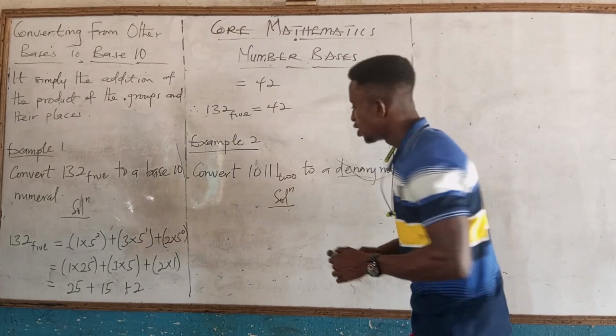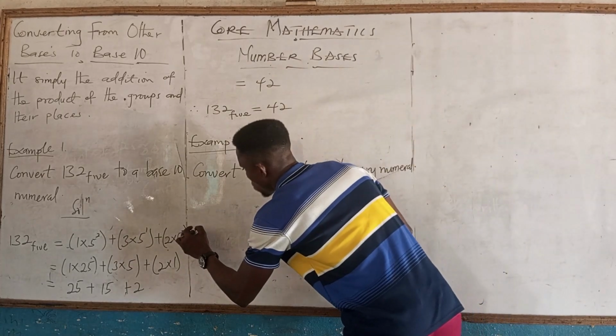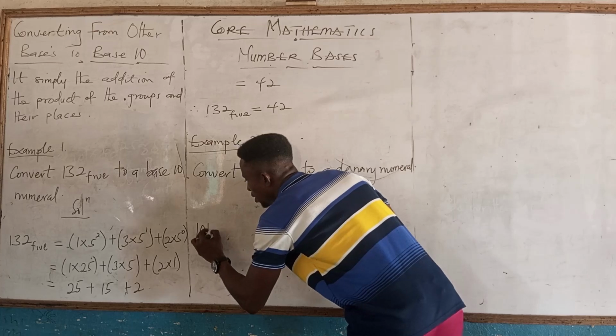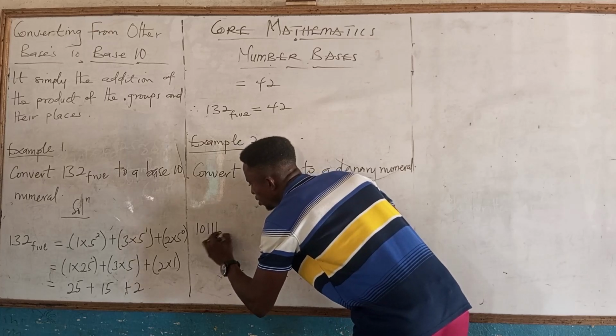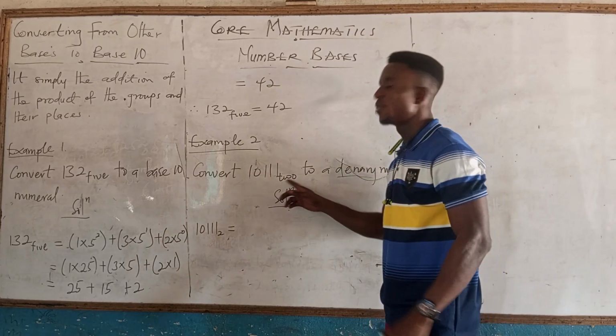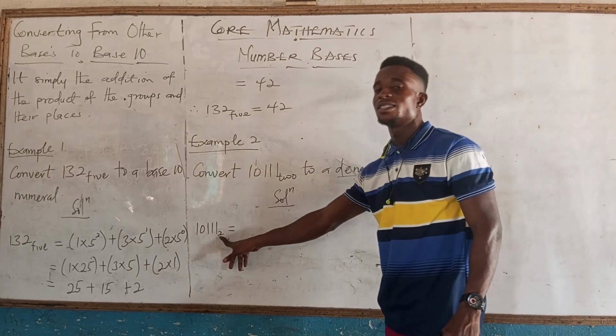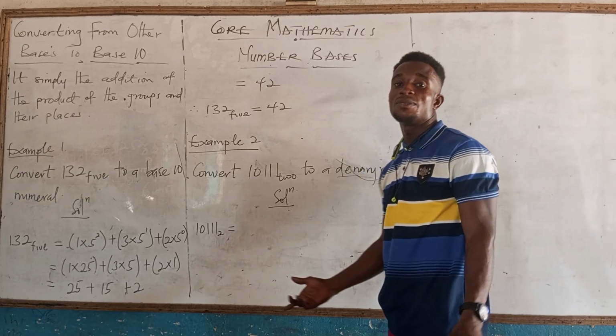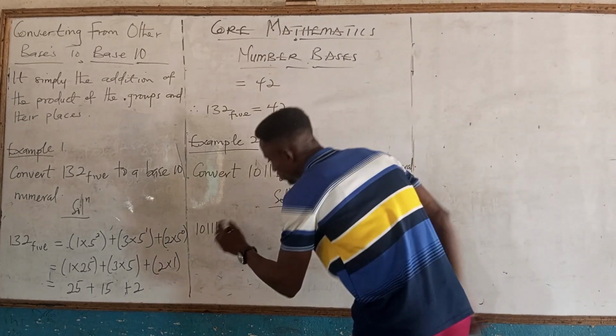Are we getting that? So I'm going to have 1 0 1 1 1 2. Somebody will say it was written in this, and you are writing in that. No, it's the same thing. But you can write it in that.